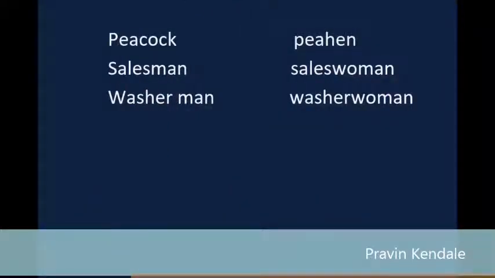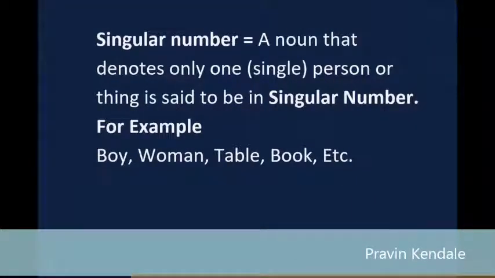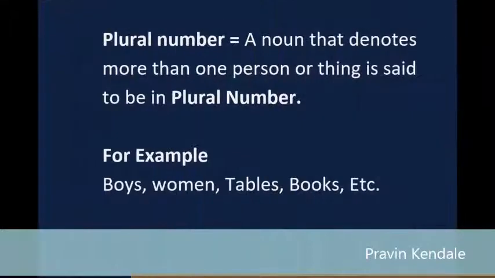Now let's discuss number. Nouns can also be classified as singular number and plural number. Singular number: a noun that denotes only one, single person or thing is said to be in singular number. For example, boy, woman, table, book, etc. Plural number: a noun that denotes more than one person or thing is said to be in plural number. For example, boys, women, tables, books, etc.